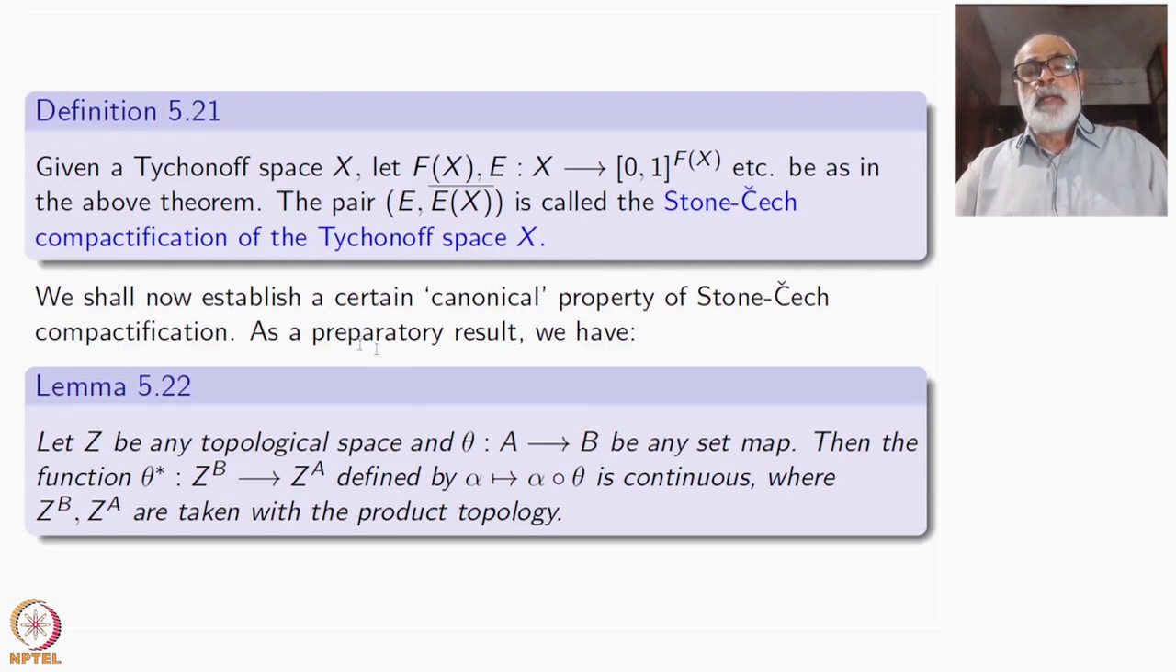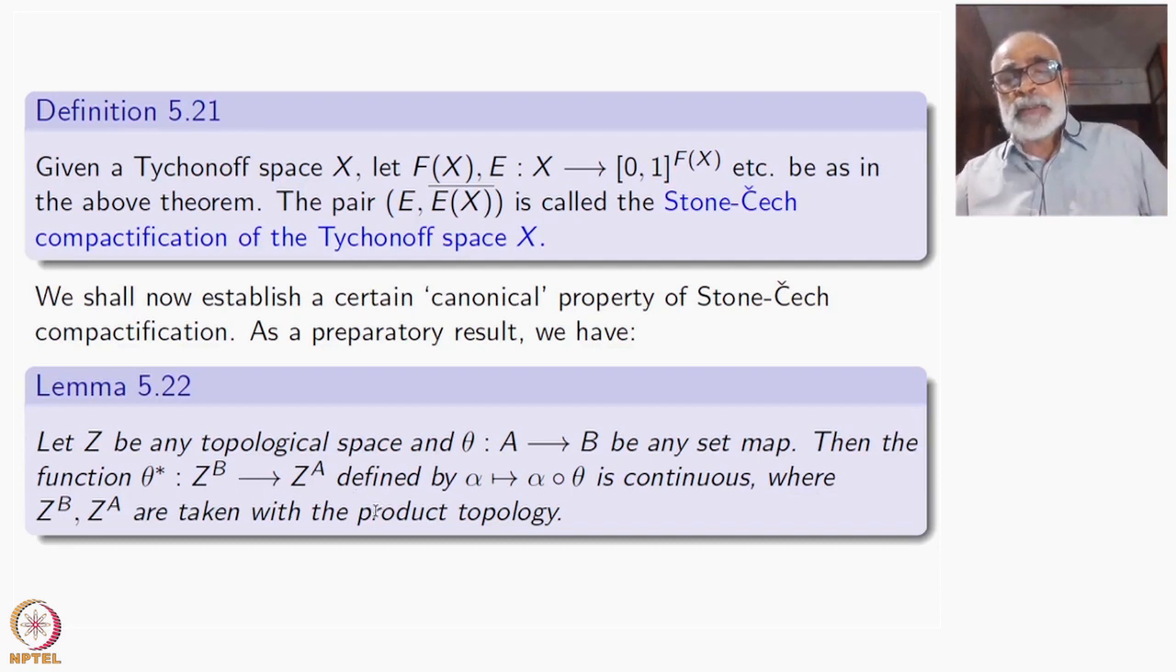The word canonical, not the word but the explanation, already comes here. Pay attention to this lemma. Let Z be any topological space and theta from A to B any set map. This is a set theoretic map, there is no topology here. Z is any topological space. Then the function theta star from Z^B, which is Z cross Z, etc., taken B number of times, indexed over this set B, to Z^A, the same thing, product taken indexed over A here.